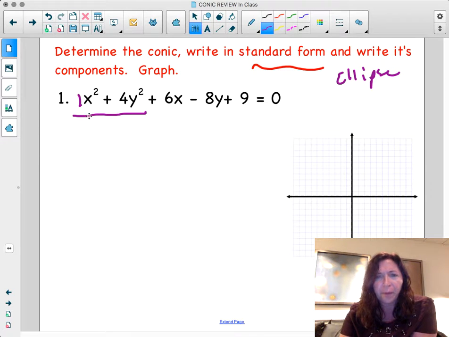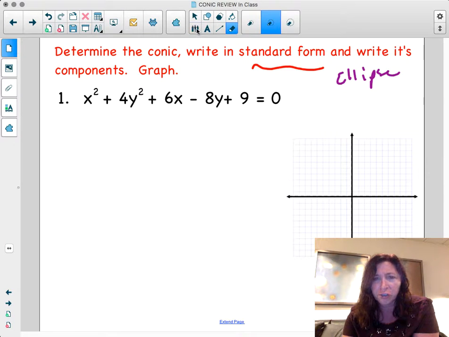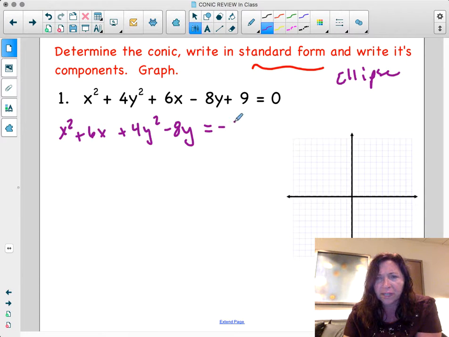Now, for this problem, if I have an x squared term and an x, that means I need to complete the square for x. If I have a y squared term and a y, that means I need to complete the square for y. So for this problem, I'm going to complete the square two times. So I'm going to group my x's and y's. I'm going to go x squared plus 6x, and then I'm going to group my y: plus 4y squared minus 8y is equal to -9.